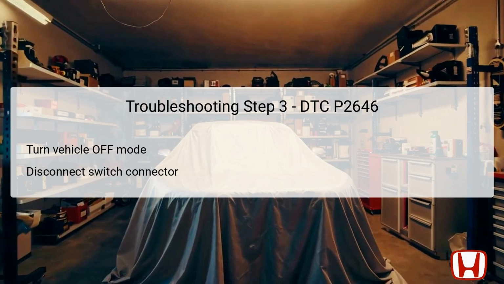The third step in the troubleshooting process involves determining the possible failure area that may be at fault, particularly focusing on the VTM line and associated wiring.